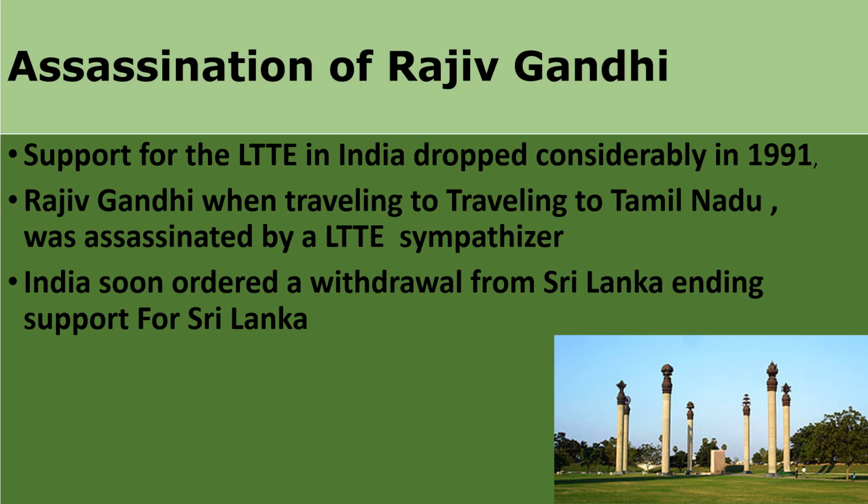The LTTE pushed to Colombo but was then counterattacked by the heavy Sri Lankan force, defeating them, and Prabhakaran, the leader of the LTTE, was killed. And the Sri Lankan Civil War came to an end, and soon Sri Lanka would be at peace.